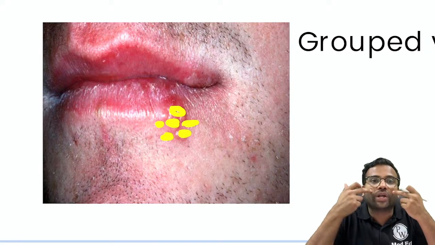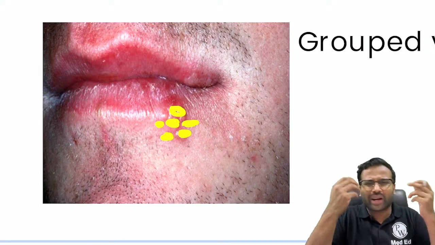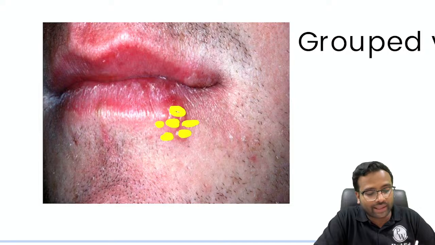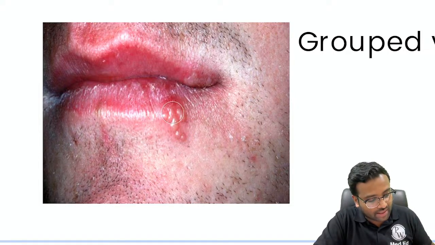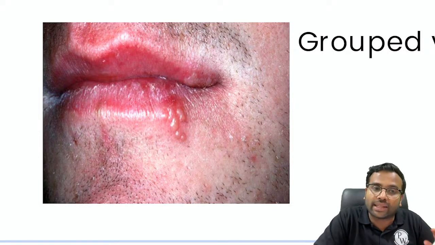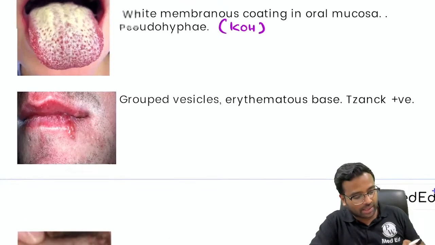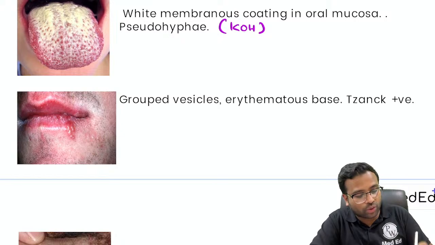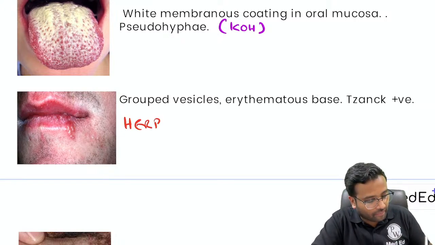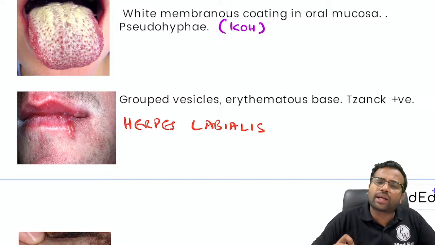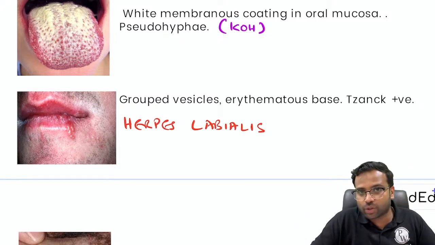So if you see some yellowish crusting over the face or anywhere in the body, golden yellow honey colored crust, think about impetigo. At the same time, if you find some intact vesicles, which are grouped vesicles on an erythematous base, then think about a viral disease. And what is this virus? Herpes simplex virus. So this one should be herpes labialis. And the question has also said it is Tzanck smear positive. If it was impetigo, Tzanck smear is not going to be positive.